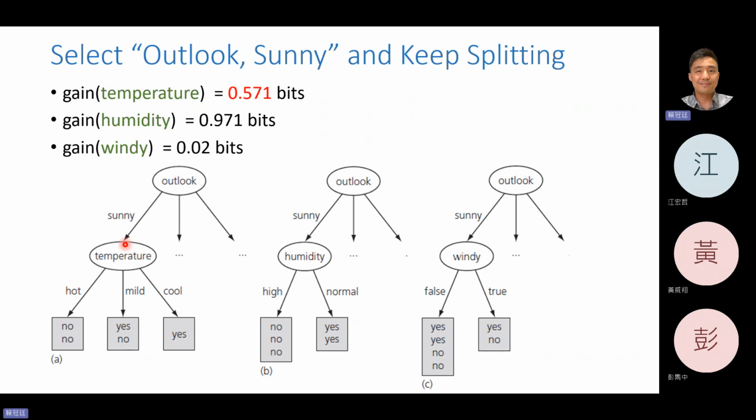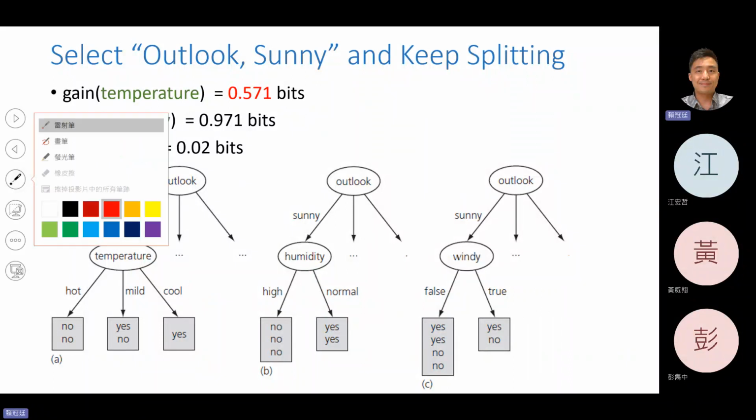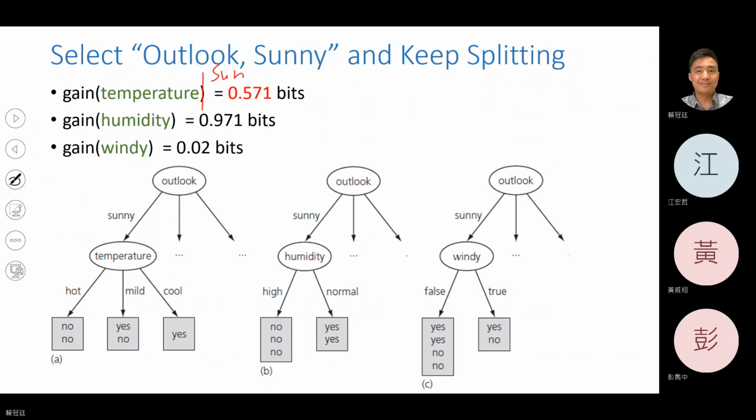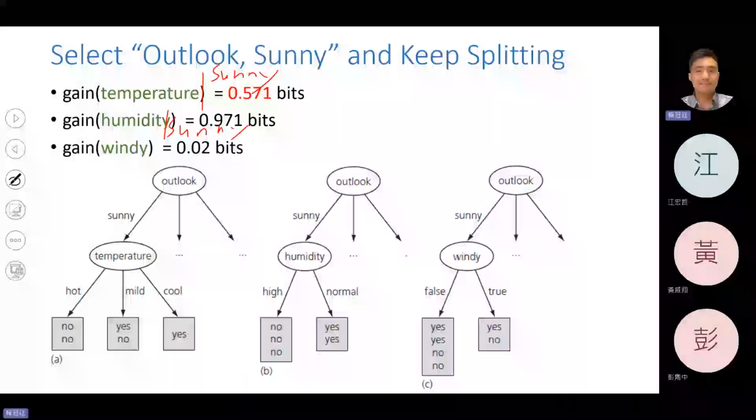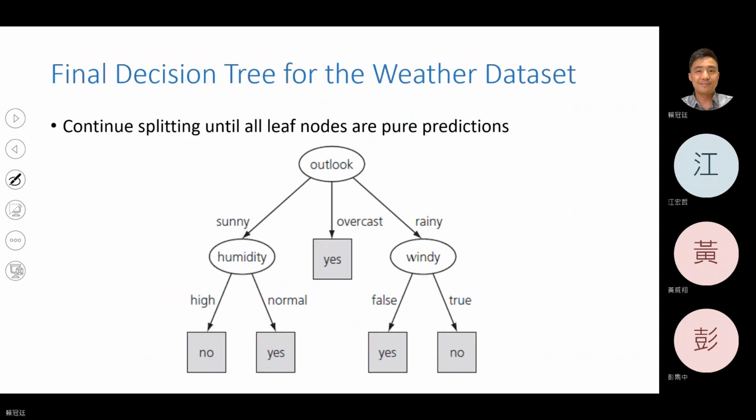When we select outlook, then we try to calculate the information gain again. But you need to rearrange the data set. Suppose you have confirmed that it's outlook Sunny. So you should calculate the information gain of outlook with Sunny, and the humidity with Sunny, right? And the windy with Sunny. So select outlook Sunny and calculate the splitting. So finally the decision tree will look like this.